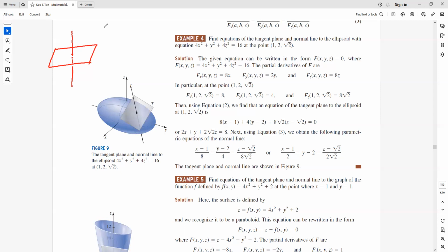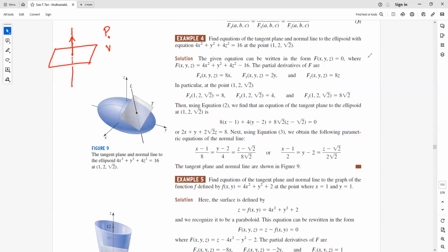Now to find the equation of the line, we need a point on the line, and we need a vector that is parallel to the line, right? So we already have the vector, that is the gradient vector, and we know that it is perpendicular to the plane. Since the line is also normal to the plane, that is perpendicularly cutting the plane, the vector that we already found as the gradient vector is parallel to this normal line. Therefore we can use this vector to find the equation of the normal line.